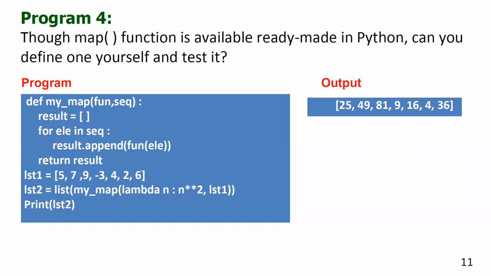So these are some example programs for map, reduce and filter functions. Okay, with this we have ended the module on functional programming.